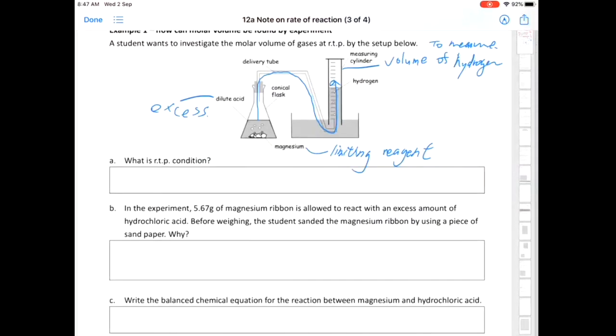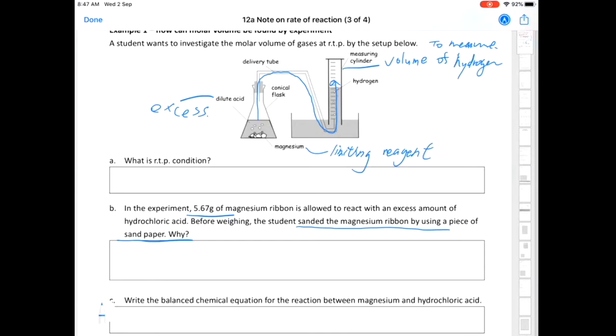And in the setting of the experiment, the magnesium ribbon has to be sanded first, in order to remove the oxide layer on the top. Otherwise, the 5.7 gram measured may contain some magnesium oxide. So at the beginning, we have to remove the oxide layer by using sandpaper, and then we put it inside a conical flask with some excess acid, and then the number of moles of hydrogen generated can be calculated easily. After this, you can measure the volume of hydrogen, put it into the equation above, and you can get the molar volume data.